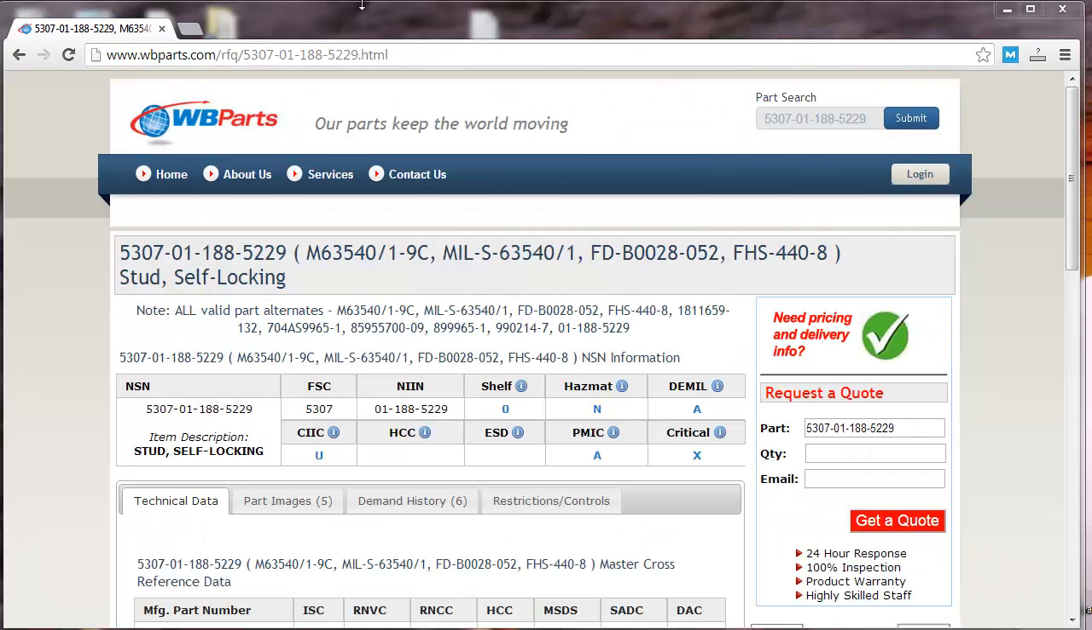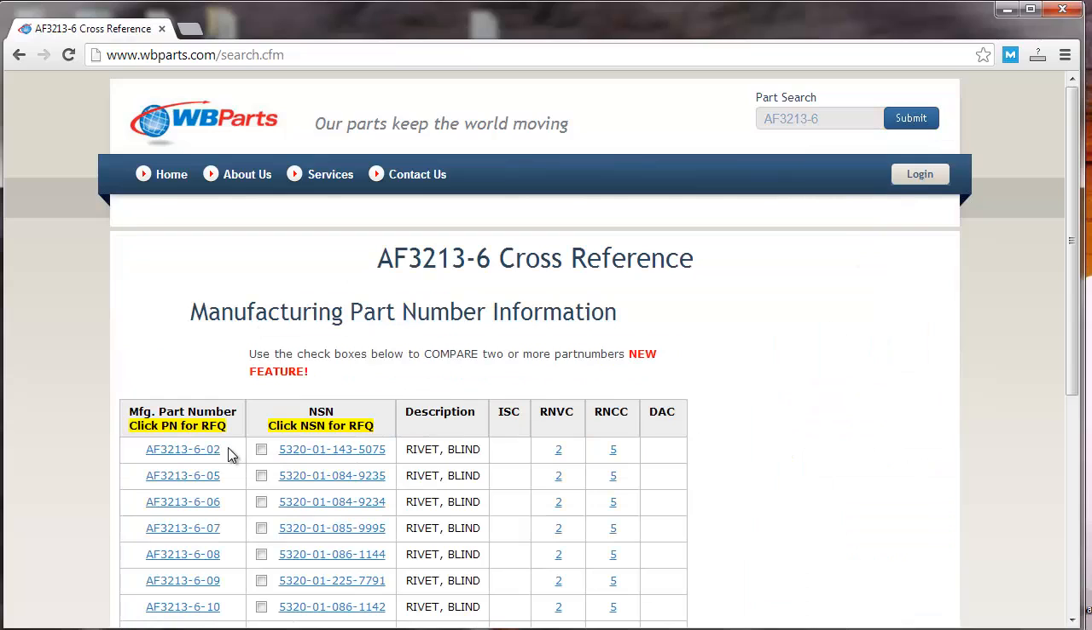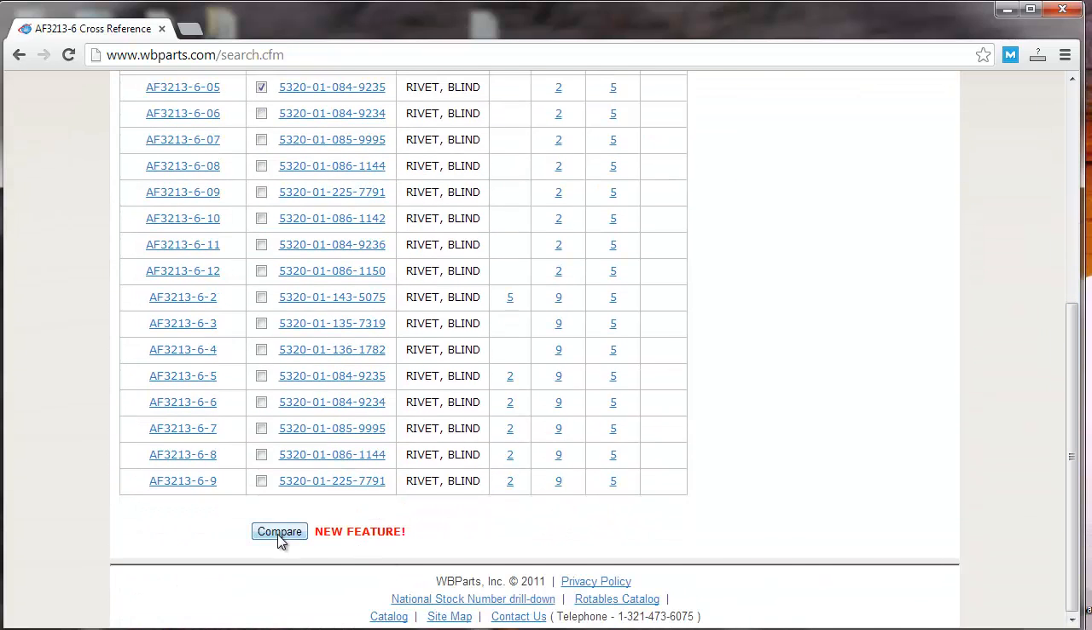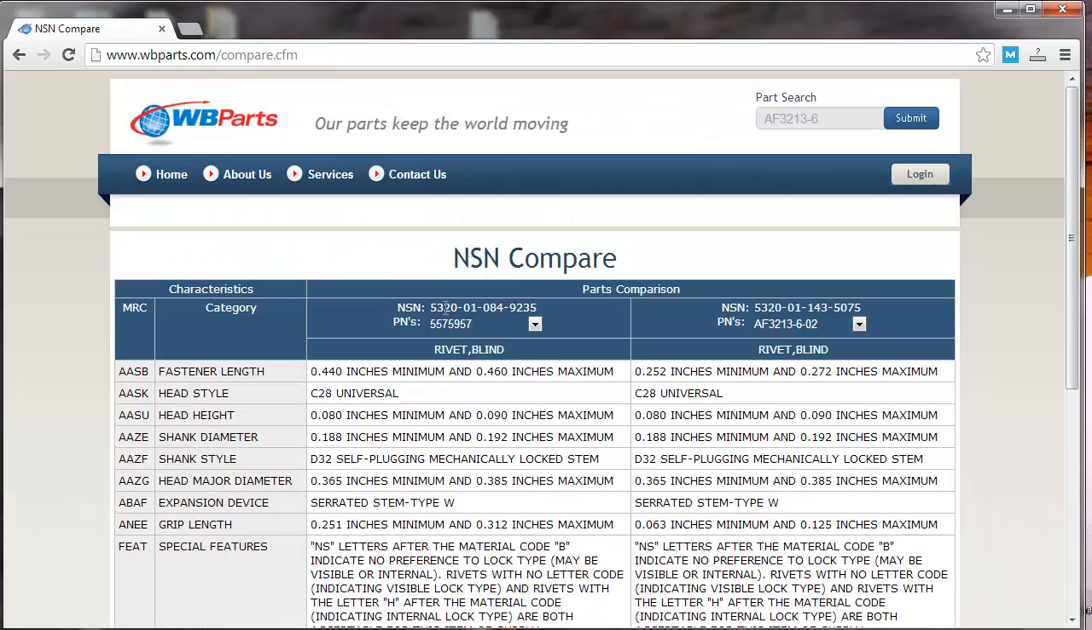I want to show you how to compare national stock numbers and manufacturing part numbers against one another. So I'm going to go back to our original rivet example, and I'm not going to go with the full part number. I'm going to go with the part number root, and you'll see why in a second. So under this part number root we have a number of suffixes in 02 and 05 and so on. I want to compare these first two blind rivets side by side. When I do a national stock number compare, it's the national stock number that has the technical characteristics assigned to it, and all the manufacturing part numbers share this set of technical characteristics.